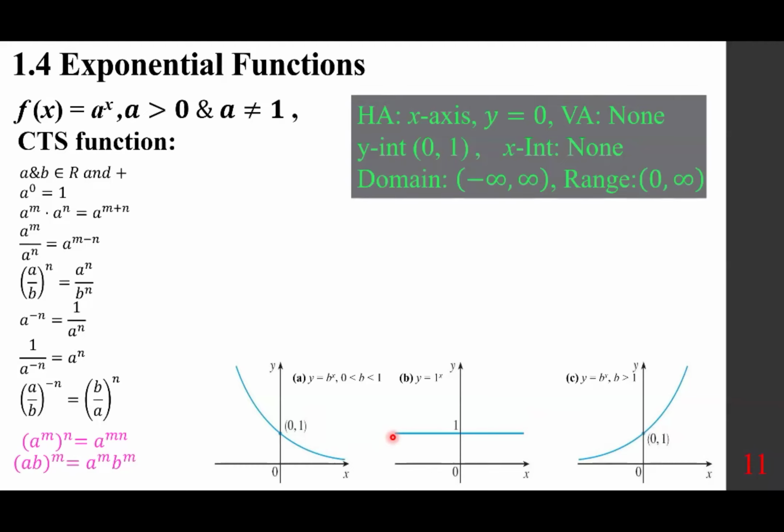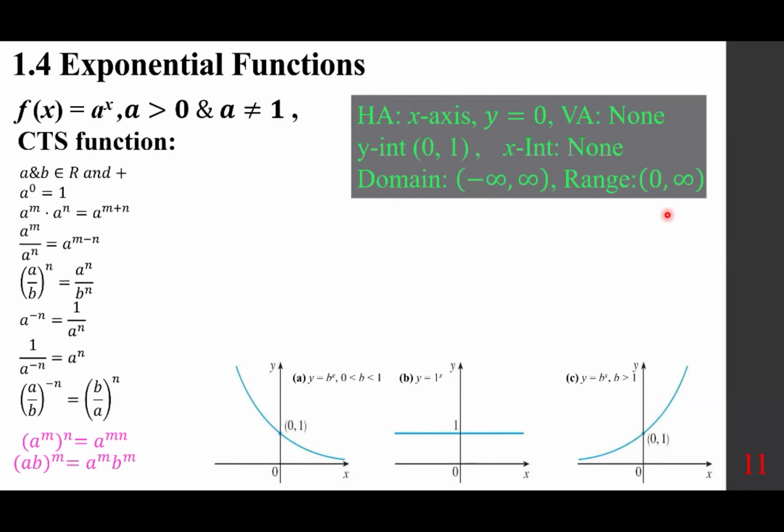All of them, regardless of what they are, have a horizontal asymptote, which is the x-axis with the equation y equals 0. We don't have a vertical asymptote. All of them have a y-intercept of (0, 1). None of them has an x-intercept. The domain is all real numbers. The range is 0 to infinity. We're talking about these two, okay, class? The range from 0 to infinity, 0 is not included.